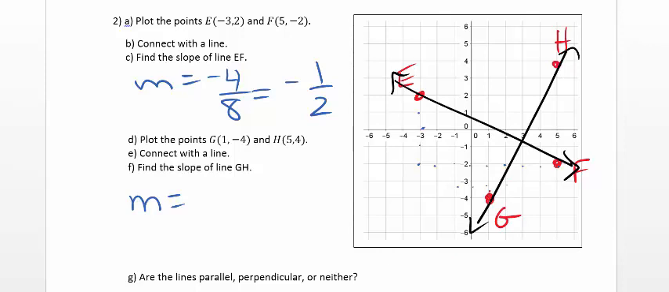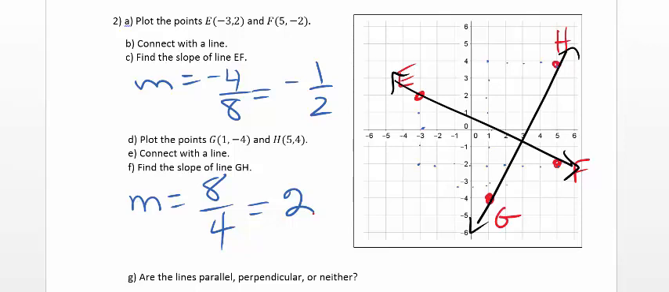Now I'm going to count from G. I'm going to do my rise. I'm going to go up 1, 2, 3, 4, 5, 6, 7, 8, and then I go across 1, 2, 3, 4 to get to H, and 8 over 4 simplifies to be the whole number 2.